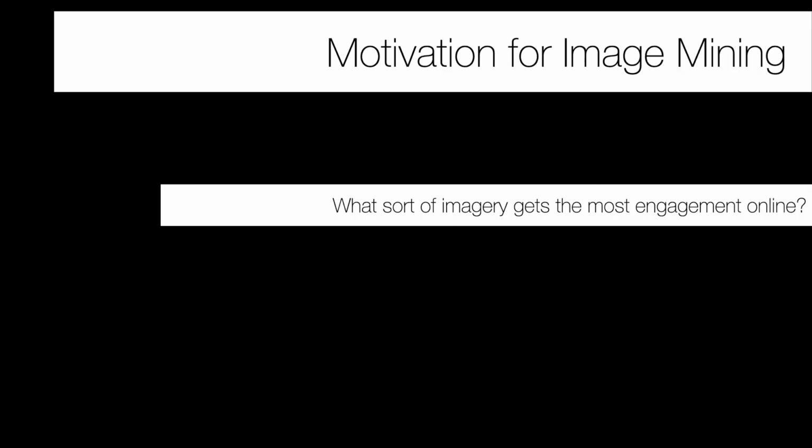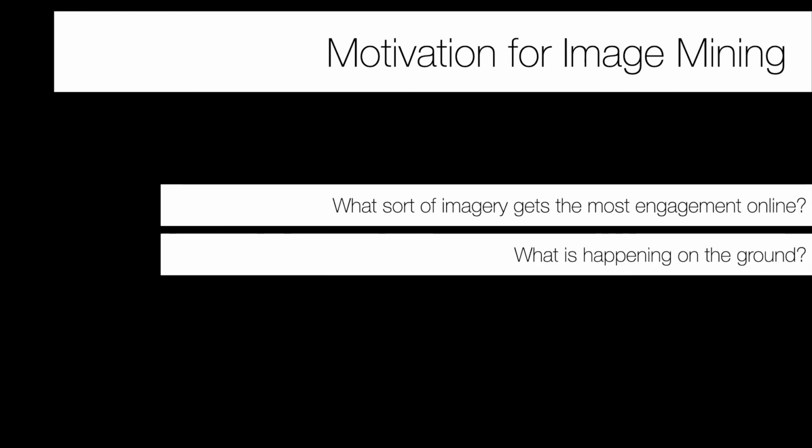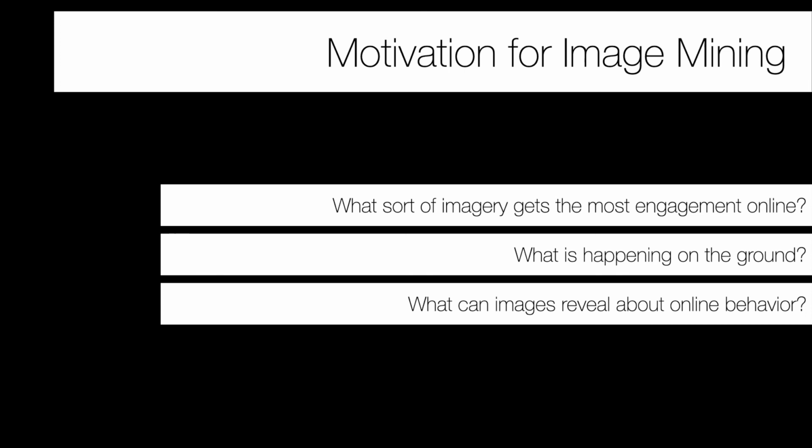Some motivating questions for the image mining task: the one we've already seen, what sort of imagery gets lots of engagement, but also trying to understand what's happening on the ground. Using social media, we can get some understanding about events on the ground, even if we don't have reporters or eyes on the ground ourselves, by looking at the text and imagery that people are sharing. We'll talk about some examples of this at the end, looking at imagery for understanding the response and aftermath of disaster.